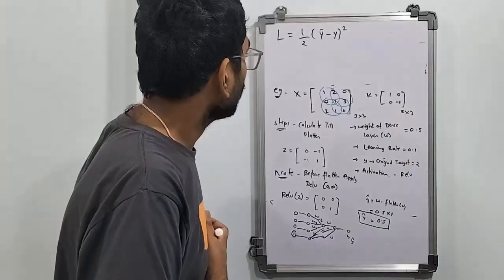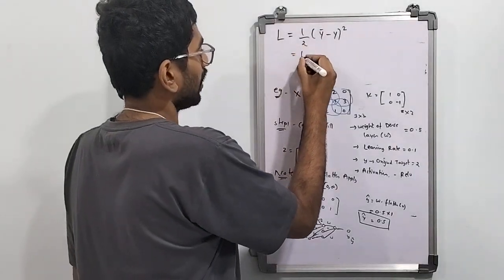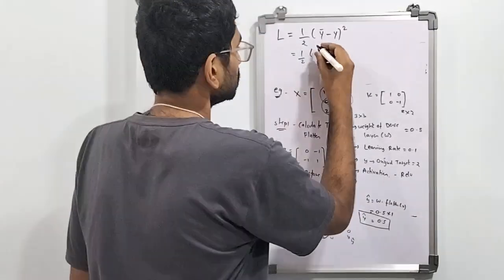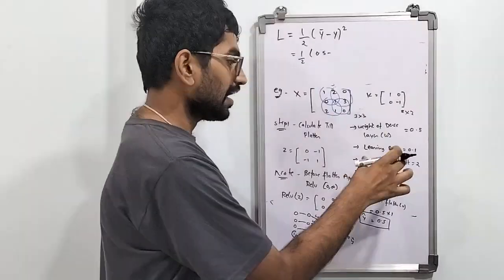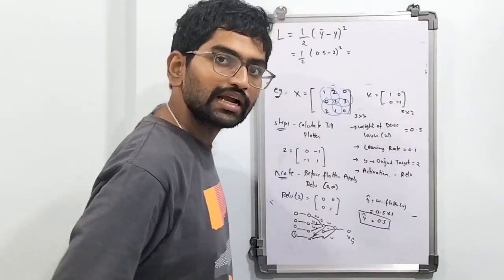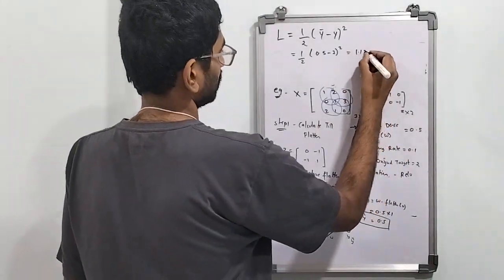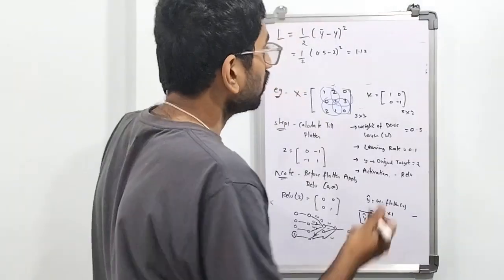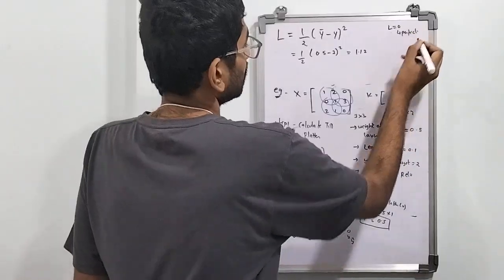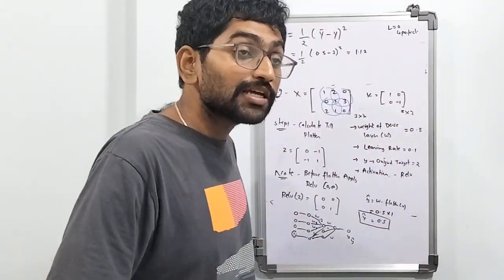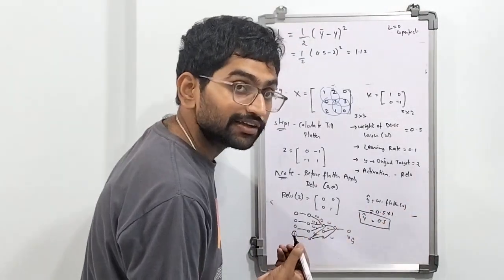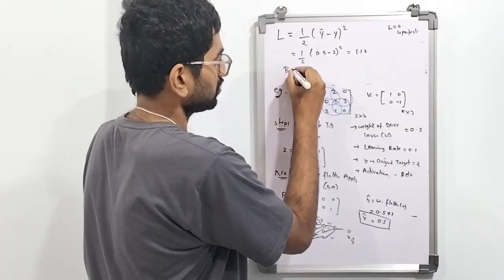Correct. So now when you apply this formula, what is the y hat that you got? 0.5. What is the value of the original one? 2. When you do these calculations, you will get some 1.12 as the answer. This is not equal to 0. If loss is equal to 0, the model is perfect. But here loss is there, so there is a problem with the updation of weights. So now you have to backpropagate it.